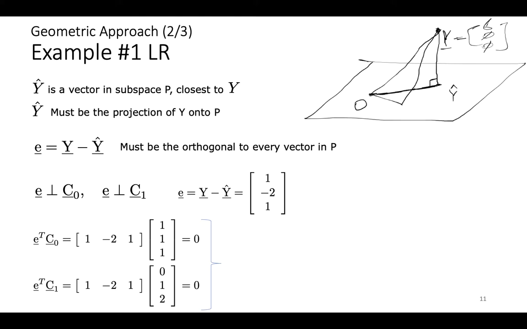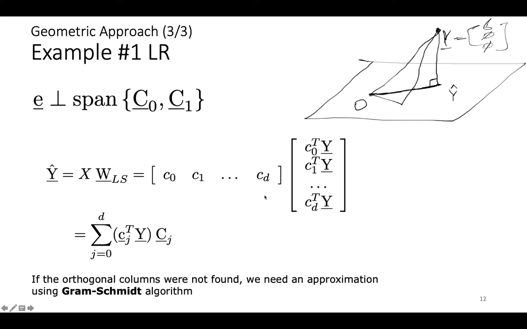Okay, so by these two, we understood that C1 and C0 are actually spanning E here, because they are perpendicular. And when we calculate E, it is actually the difference between your Y and Y hat, and that's the result, 1, minus 2, and 1. So it's enough for us to have this condition checked. We just need to compute the output of this matrix. In this case, we have only C1 and C0, and we have to multiply that to find the W's.